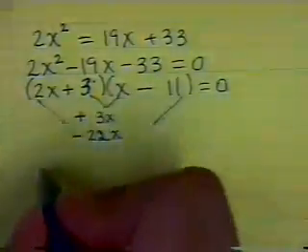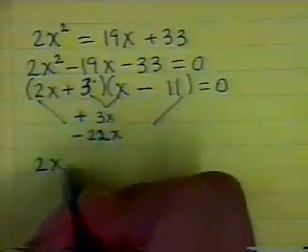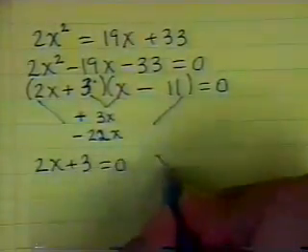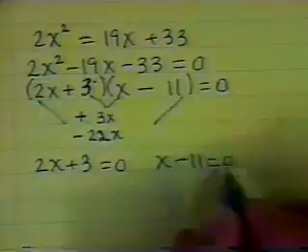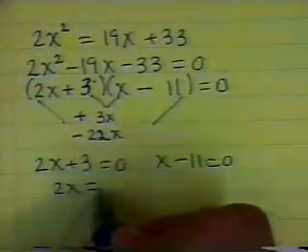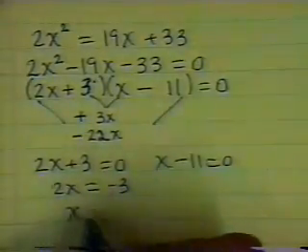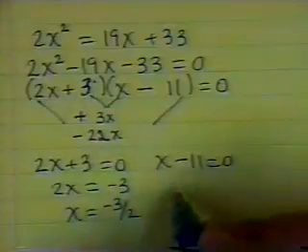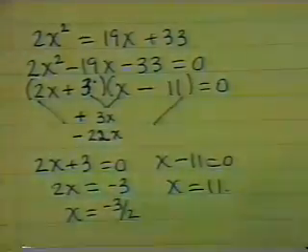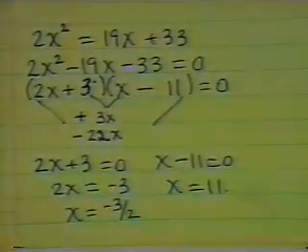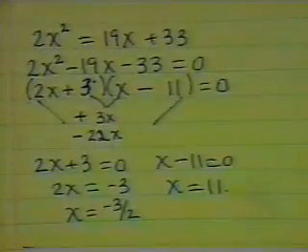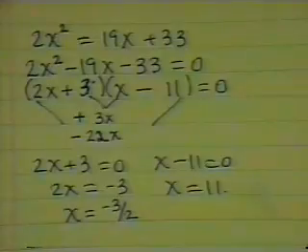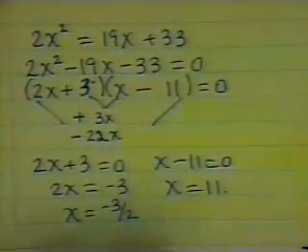All right, now take each one of your factors once you have completely factored, set them equal to 0, and solve for x. We get 2x is equal to negative 3, or x is negative 3 halves. And we also get x is equal to 11. Remember, as we mentioned earlier, all quadratics will generate exactly 2 answers. The next technique we want to illustrate is the square root method.